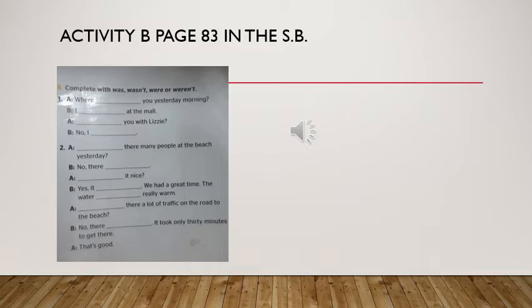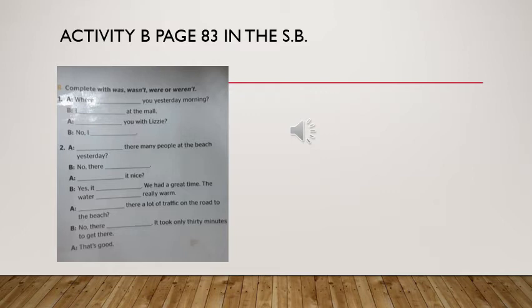Okay, number 2, question. So, of course, we start a question with was or were. So, let's read the question to understand what do we put, was or were. There were many people at the beach yesterday. You are talking about many people. So, what do we put, was or were? Of course, were, because for plural, for many people, we use were. Okay, were there many people at the beach yesterday? No, there weren't. No, there weren't, because you start your question with were. So the negative of were is weren't.